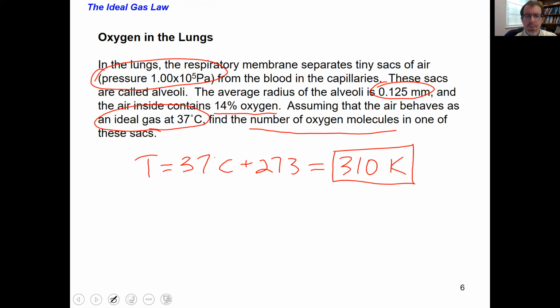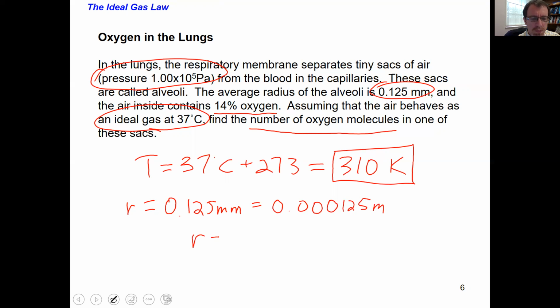While we're at it, the radius of the alveoli is given in millimeters, but we should really have that in meters instead. So let's make a conversion there. We divide by 1,000. That number is a bit unwieldy, so let's put that in scientific notation. There we go.